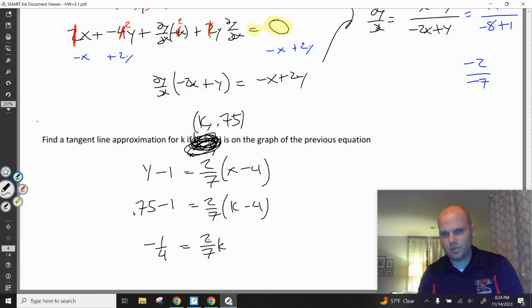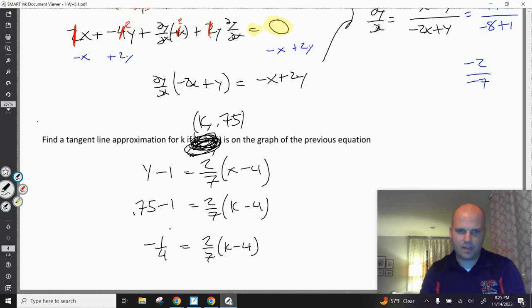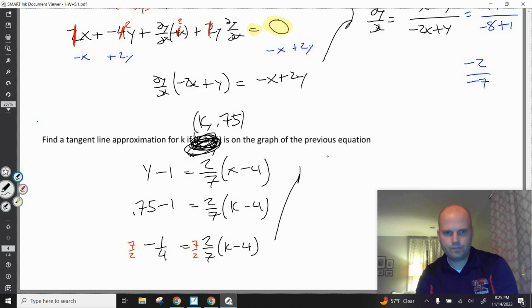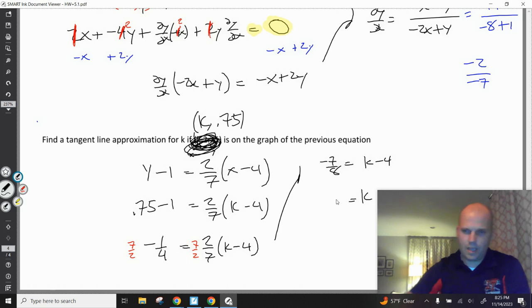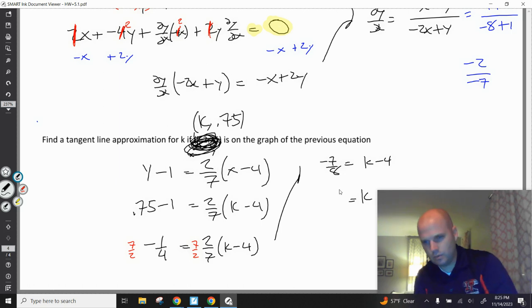I don't know if we want to distribute the 2/7 or not. I feel like we don't. You could solve that fine. It's just thinking ahead about what's going to be easier to solve. Having a -8/7 and all -1/4, I don't know, it'll probably be the same. I'm going to multiply by the 7/2, get rid of that, giving me -7/8 equals k minus 4. I'm going to add 4, which is 32/8. 32 minus 7 is 25/8.